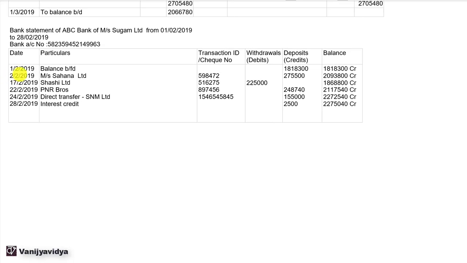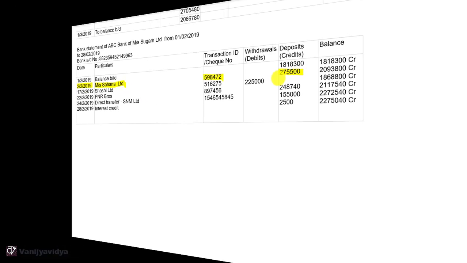In bank statement, let's check for the check number 598472. So we have it here, 598472, 2,75,500. Let's see the particulars, Messrs. Sahana Limited. So this check is cleared in the month of Feb. So let's highlight it and let's mark it in our reconciliation statement also.